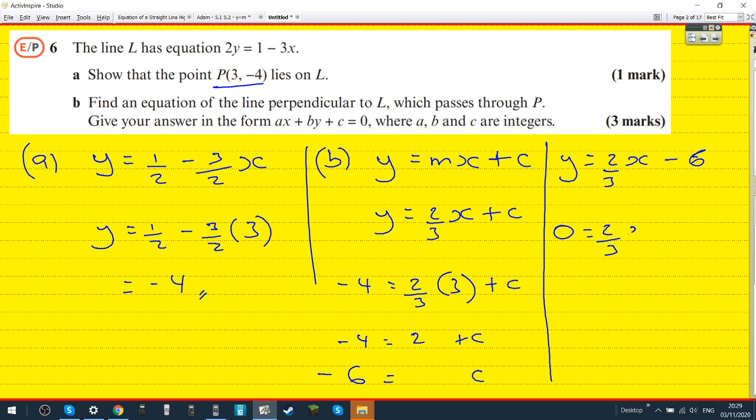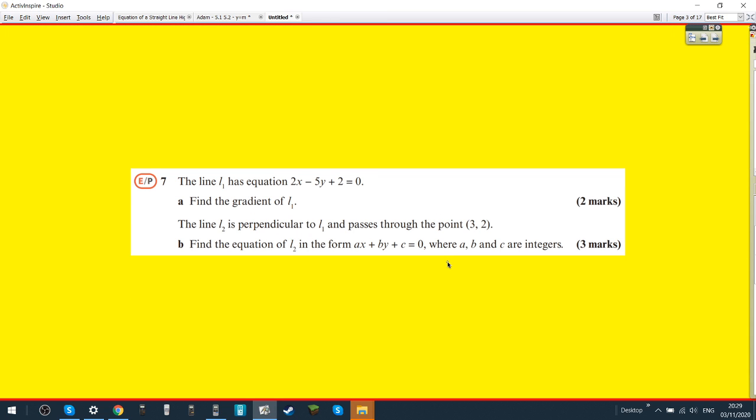So that part you're okay for. And then you just multiply everything by 3: 2x minus 3y minus 18 equals 0. Yep. That's grand. So the important bit is just the bit in the middle, the negative reciprocal. Okay. Any questions about that? Nope. Let's see what these things look like.